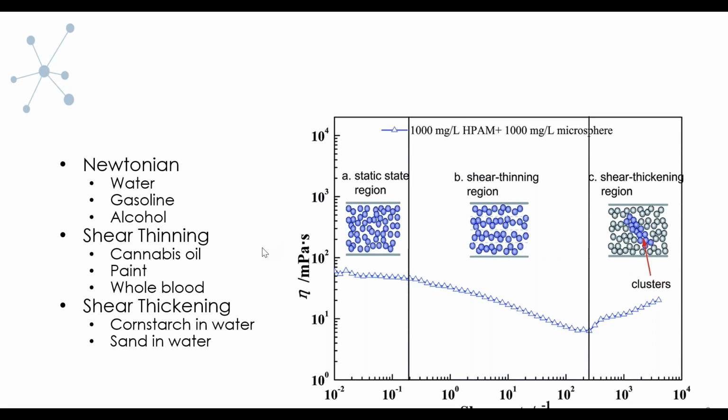Some common Newtonian fluids are water, gasoline, and alcohol. Shear thinning, you see in cannabis oil, paints, and whole blood. And shear thickening, you see in cornstarch and water or sand and water.